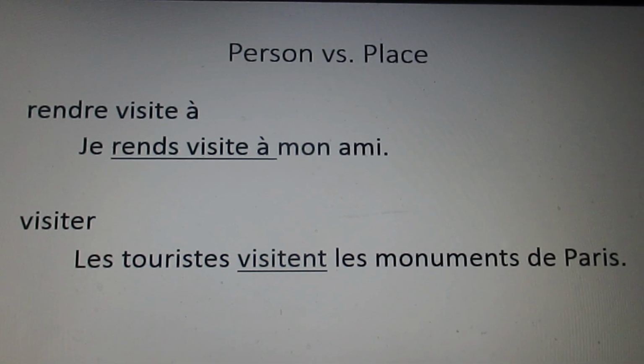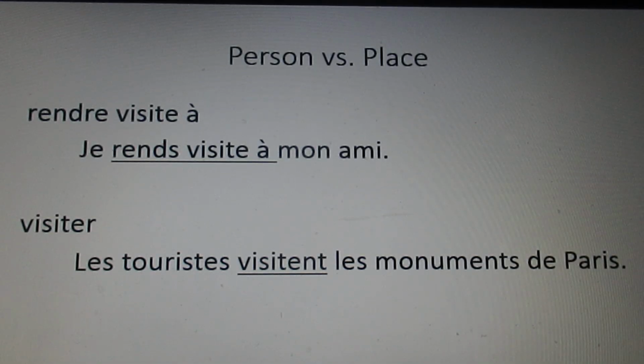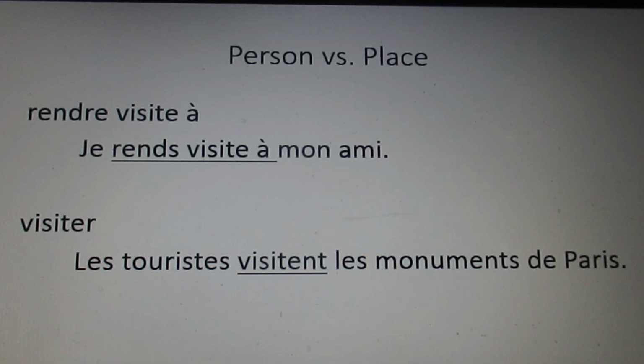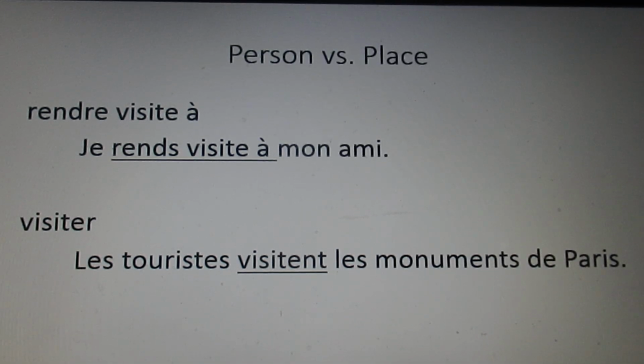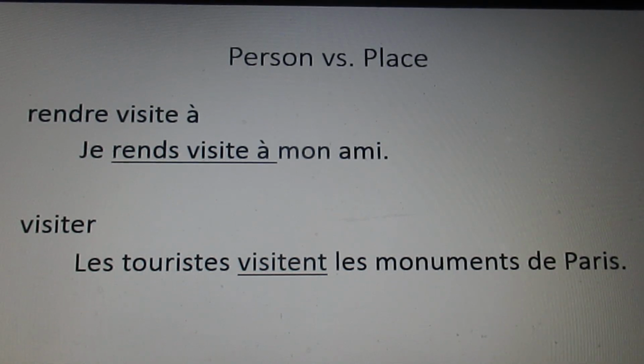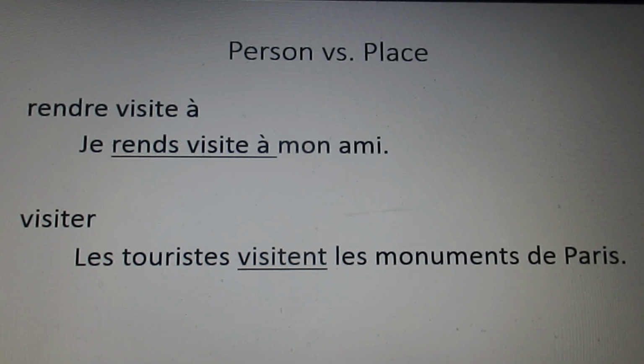But in French, there's also the verb visiter, right? It's an ER verb. But this one's slightly different. Look at it. Les touristes visitent les monuments de Paris. So the tourists are visiting, right? But what are they visiting? Les monuments. They're visiting monuments, not people, right? So for a place or things, we're going to use visiter. So with visiter, you take off the ER, and with the they, we're going to add ENT. That's part of that pattern for ER verbs. So just a note, the difference between visiting a person and visiting a place.